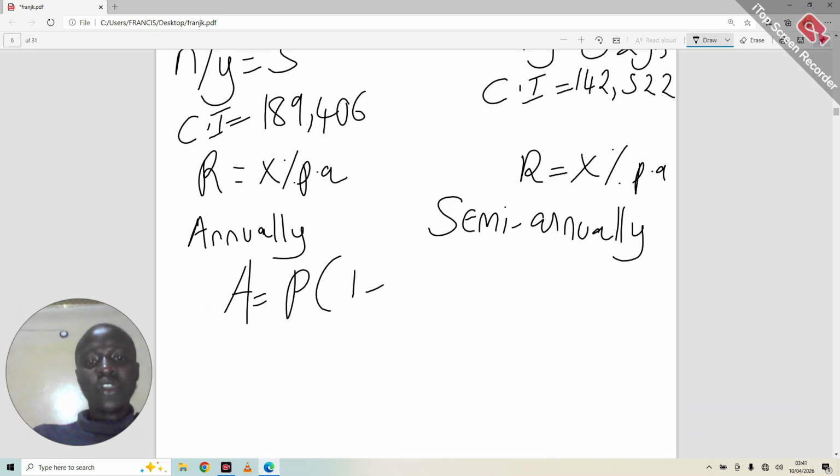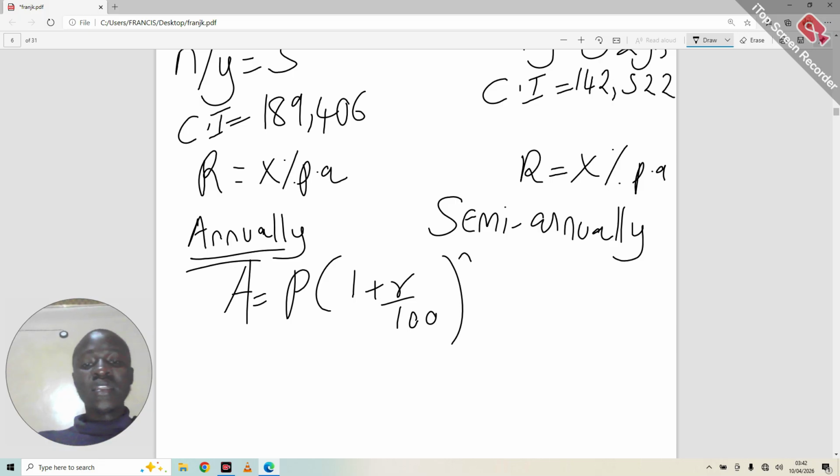Amount is principal into 1 plus R over 100. Remember, Nanjala's interest has been compounded annually. That means yearly. So it's just the same as 1. So it doesn't affect our rate and the number of years. Things just remain constant because 1 times 1 is 1.